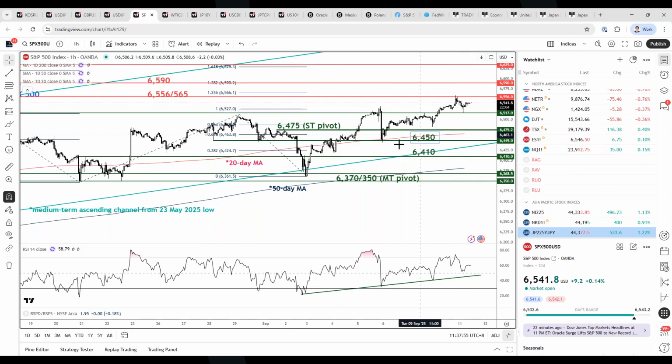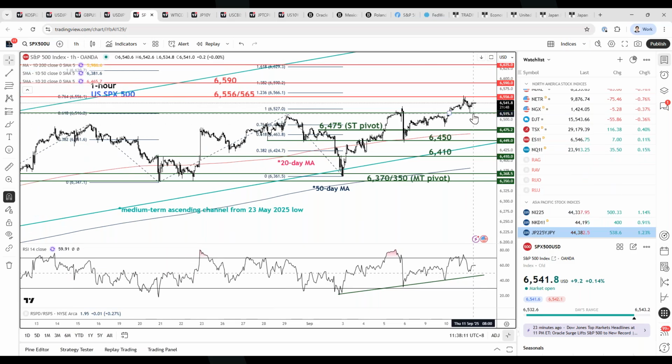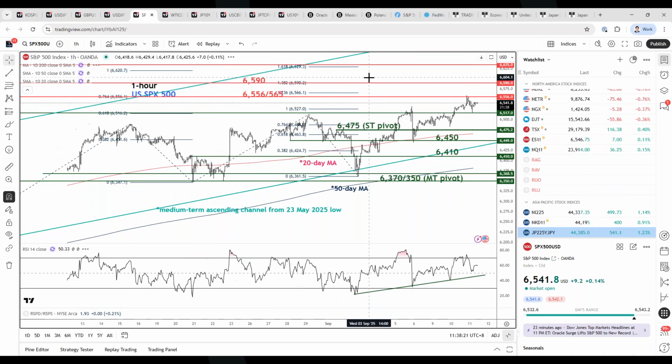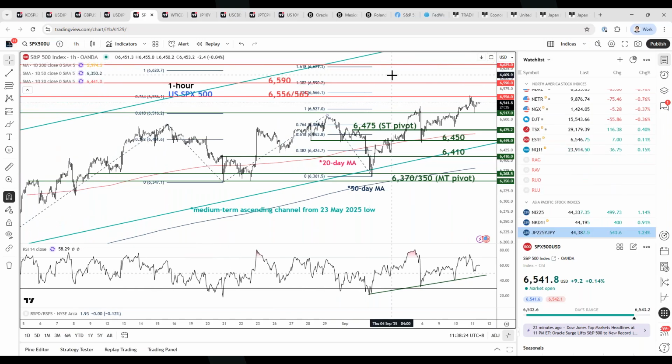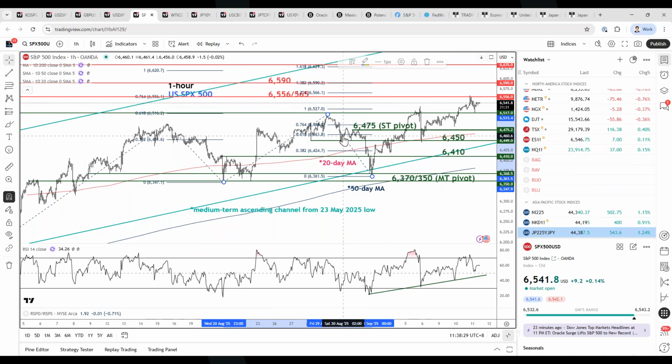So pivotal support for today will be at 6,475, a slightly higher one from the previous session that I highlighted on Monday. We saw confluence with the rising 20-day moving average. So using 6,475 for now as my short-term pivotal support, maintain that bullish bias on the SPX 500. Next resistance level to watch after 6,565 will be 6,590. Above 6,590, potentially take us up higher towards 6,630, which is the one-time Fibo 1.618 extension from the low of 20th of August.